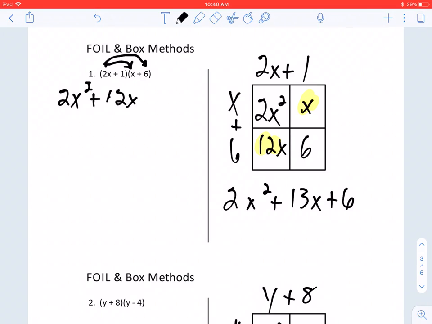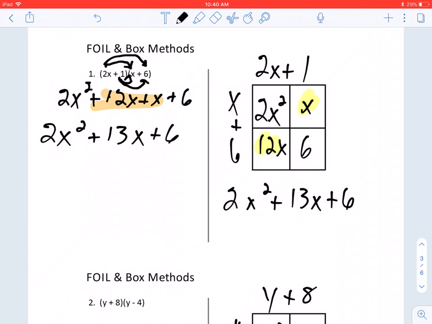Now we're going to do the inner terms, which is 1 times x. 1 times x is x. And last terms, 1 times 6, which is 6. So you can see FOIL: first, outer, inner, last. We will end up with 4 terms. The two center terms, if you do this, will end up needing to be combined. So we have 2x squared plus 13x plus 6. And there's your final answer. And as you can see, this matches what we got in the last lecture for the box method.